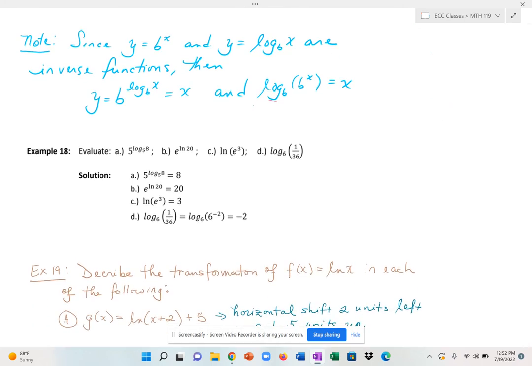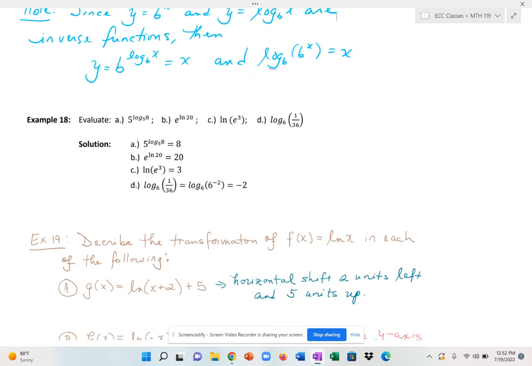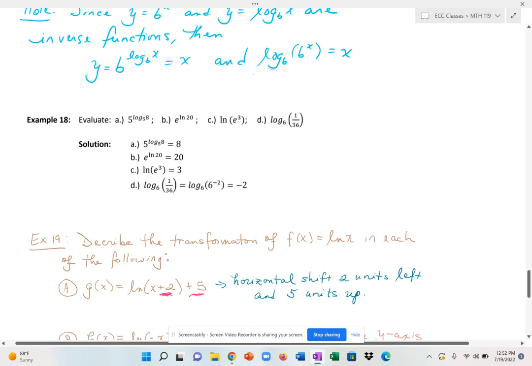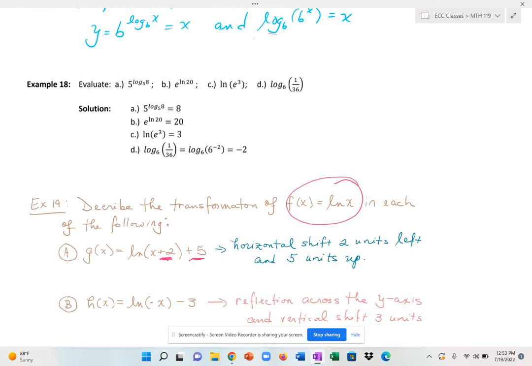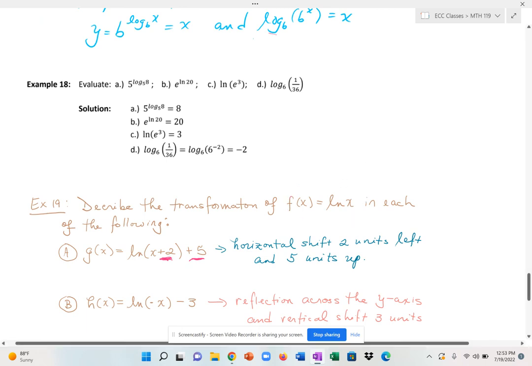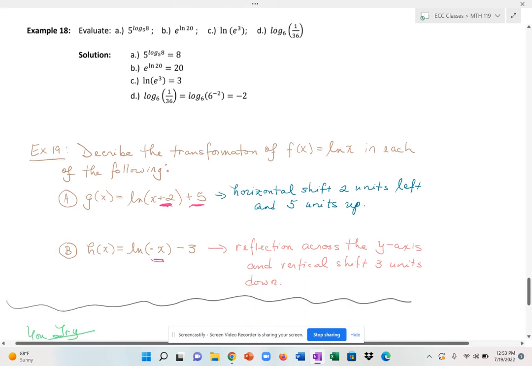So here we want to describe the transformation of f of x equals ln of x in each of the following. So we're going back to material that was discussed in chapter 2. So g of x is equal to the natural log of x plus 2, plus 5. This is going to be a horizontal shift 2 units to the left and a vertical shift 5 units up from the original function. Ln of negative x, minus 3. This part is a reflection across the y-axis, and this is a vertical shift down 3 units.